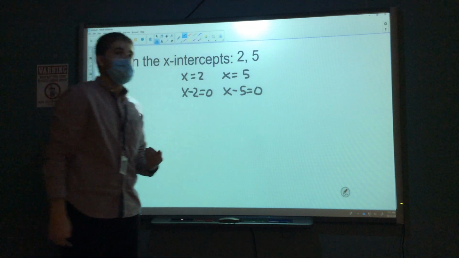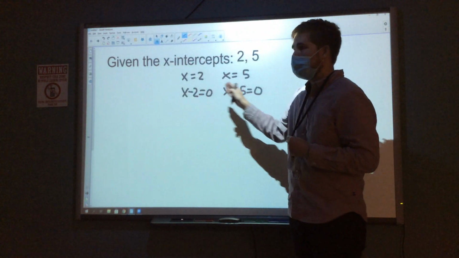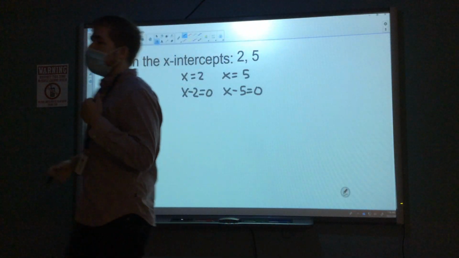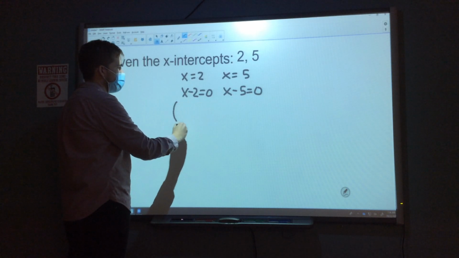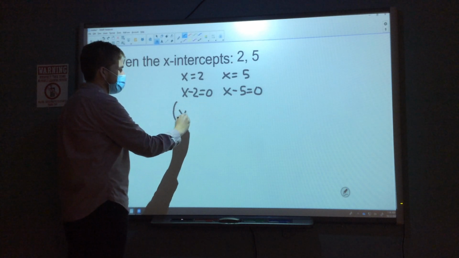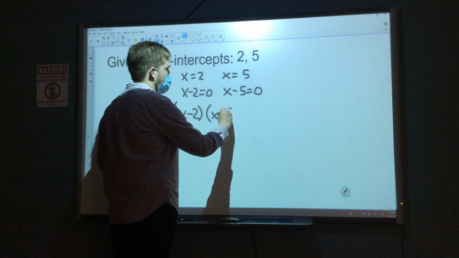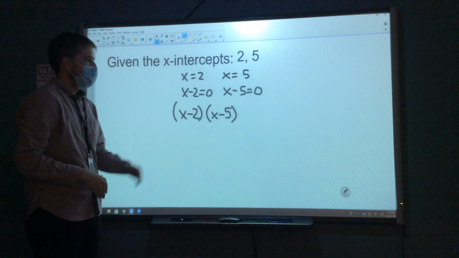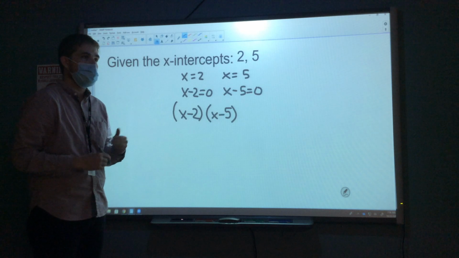Now our x-intercepts are where y equals 0, so I basically have two equations where y equals 0, and to get my quadratic equation, I'm going to multiply these together. So I have x minus 2 times x minus 5. So I have a binomial times a binomial. I'm going to multiply it together.